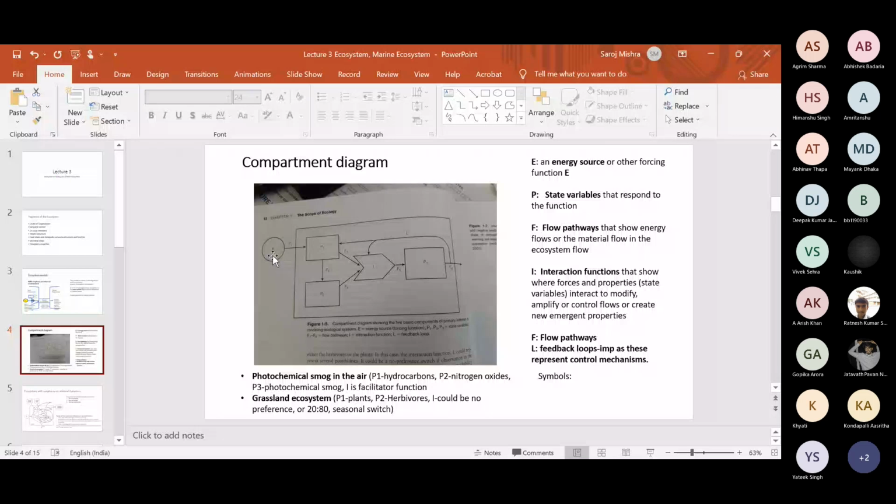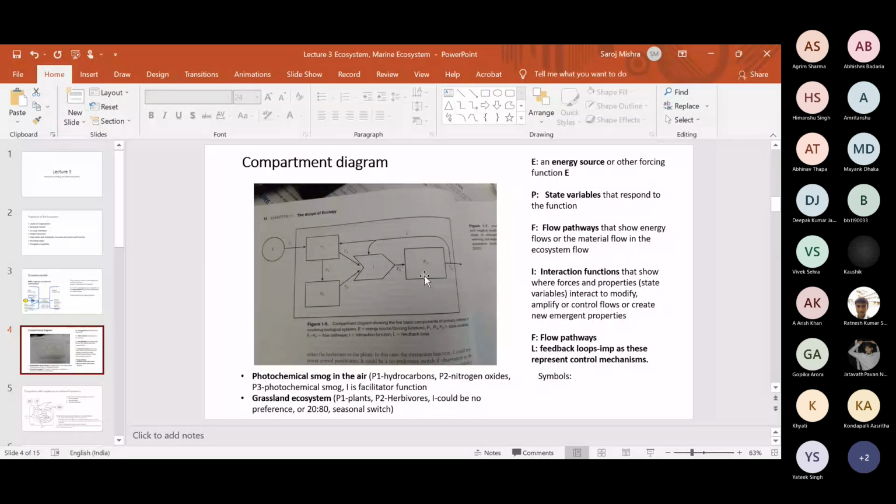So a rectangle is actually a variable which is going to respond to this particular forcing function, in other words. And if you see a diagram like this, it is a hexagon. A hexagon always represents an interacting function. So you see I here; I means there is some kind of interaction going on between the two variables, P1 and P2. This interaction is going to affect the third function, which is now shown as P3, a variable.